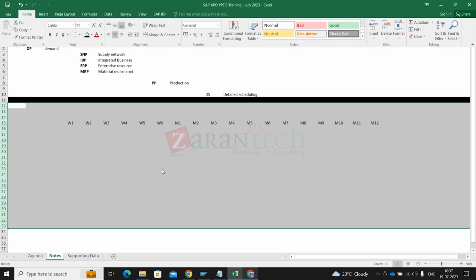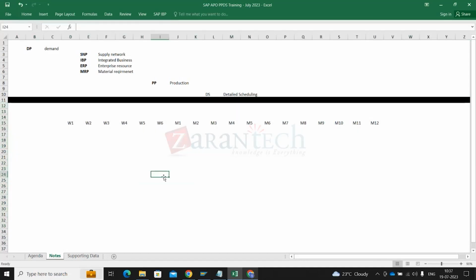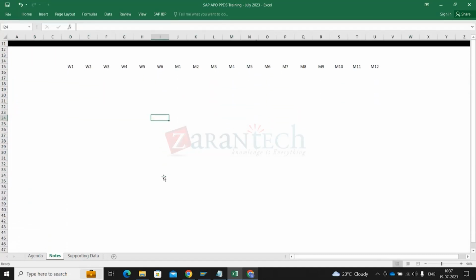So a typical supply chain planning project would be somewhere in this duration. Okay, 12 months of horizon. It could be 12, 24 months, 36 months, and so on. There is no restriction on doing that.